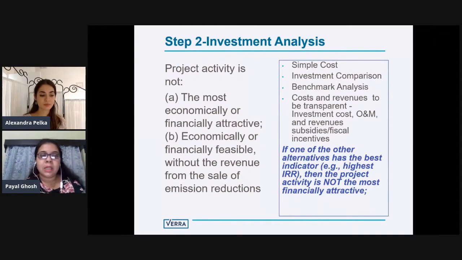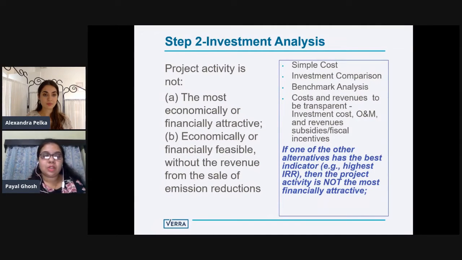Then you are reducing the amount of non-renewable biomass that is being used in the baseline, and it is also helping with the health implications for the women who are usually using these cook stoves. So in such a case, a simple cost analysis would be more beneficial because here you clearly have, for the project proponent, no other revenue.